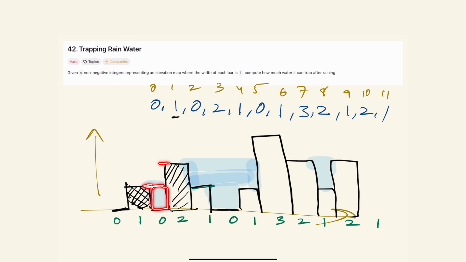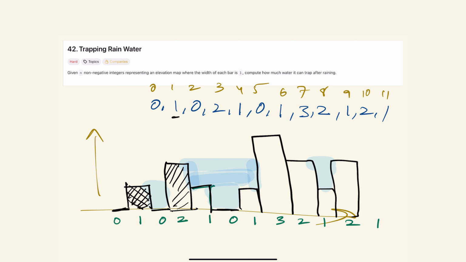So 1 unit of water here, 1 unit of water here. How much is this? Let's consider this is 1. Okay, this is also 1, this is 2, this is 1, and this is 1. So the total will be 1 plus 1, 2, 2 to 4, 5, 6. So the answer will be 6. Now this is about the problem statement. Now, how to solve this problem?